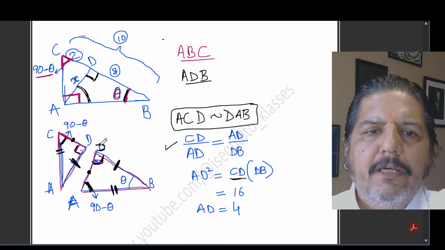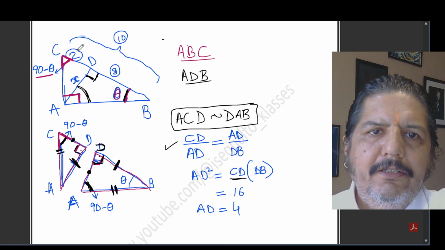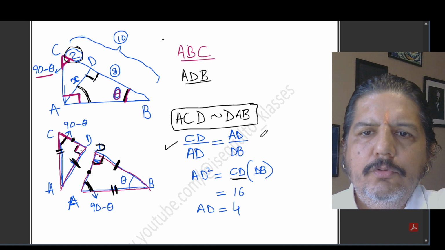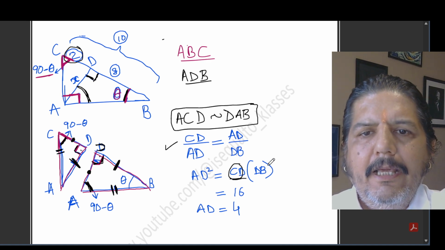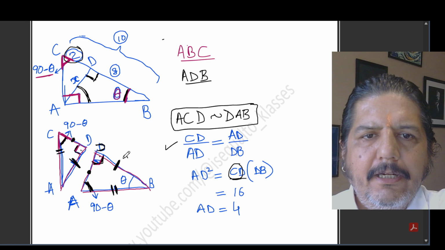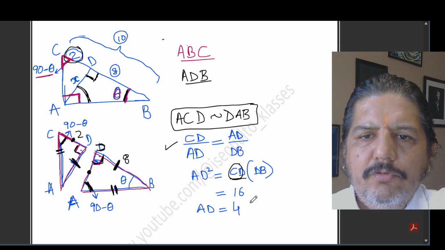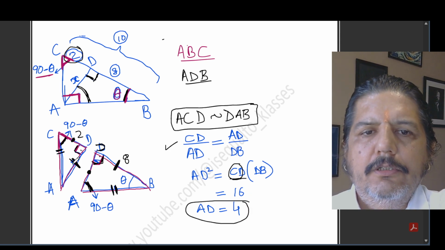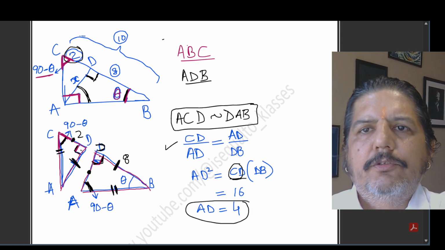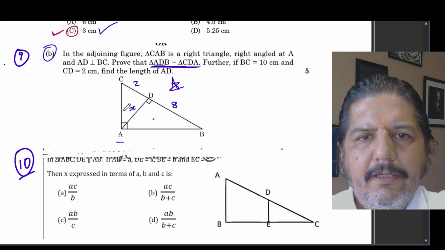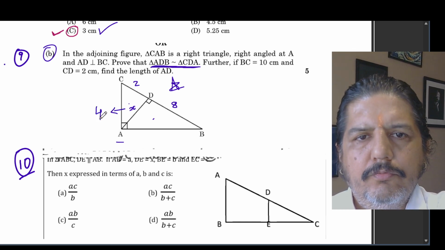Now CD is 2, and DB is 8. So this is 2, this is 8. So this is 16. So AD would be equal to 4. AD is equal to 4. This is what was required, find AD. So AD is equal to 4.